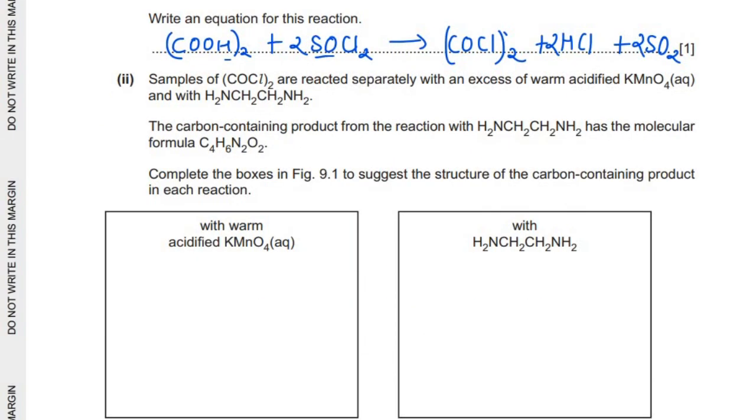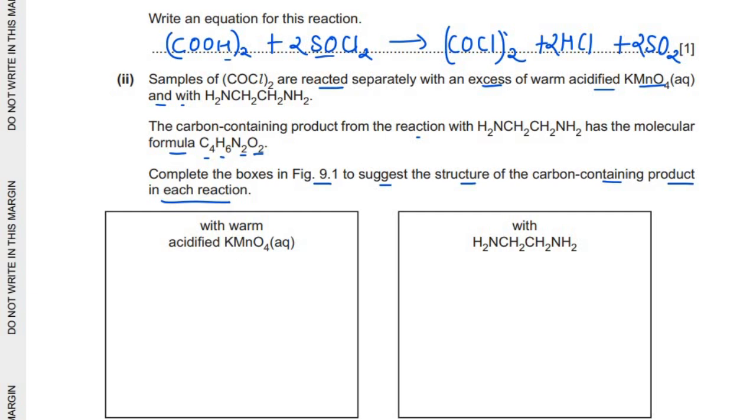Now the samples of this ethanedioyl chloride are reacted separately with excess warm acidified KMnO4, and with 1,2-ethanediamine. Now the carbon containing product from the reaction with the diamine has the molecular formula C4H6N2O2, and they ask you to complete the boxes in figure 9.1 to suggest the structures of the carbon containing products in each reaction. Now you need to understand what this ethanedioyl chloride is reacted with.